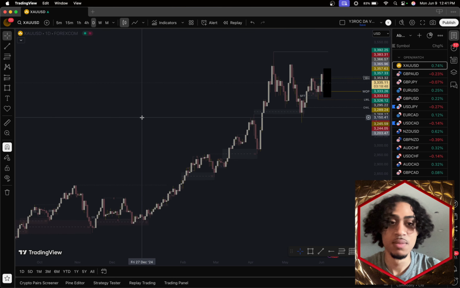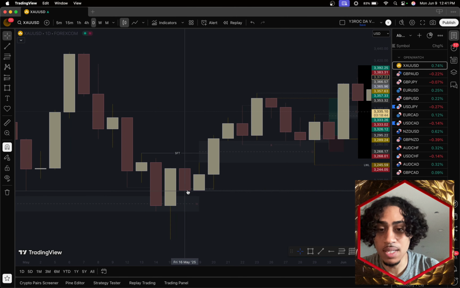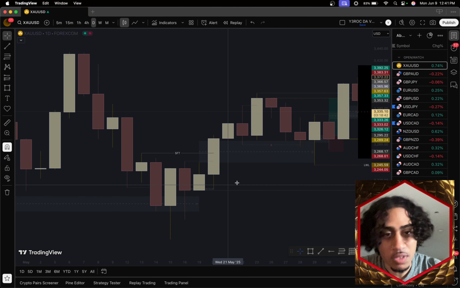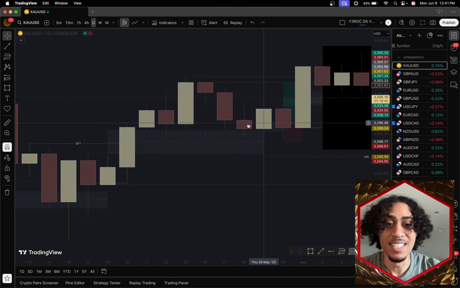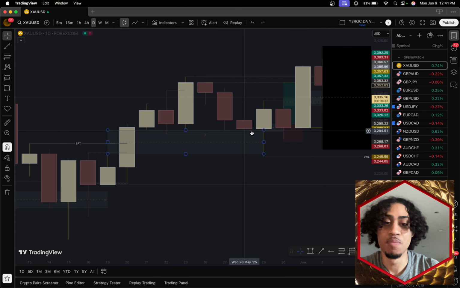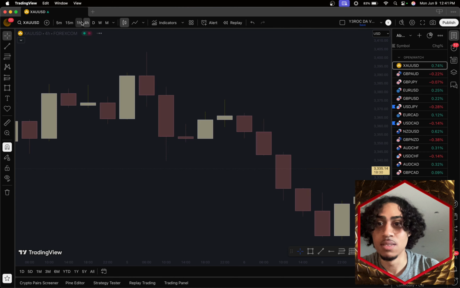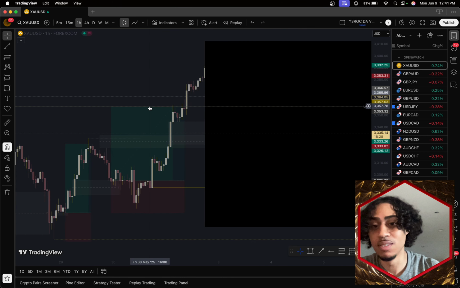Let me reset this. So this daily candle right here, this one I'm looking at a different way over here. These two candles, how they closed, showed me, especially this candle, that there's a potential that it wants to push back up, right? So if I go back down to the 1 hour, let me scroll all the way back.